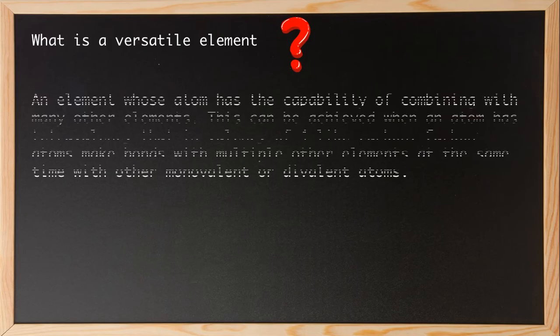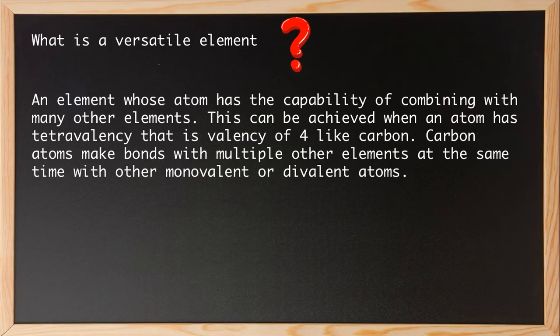By the way, what is a versatile element? An element whose atom has the capability of combining with many other elements. This can be achieved when an atom has tetravalency, that is, valency of 4, like carbon. Carbon atoms make bonds with multiple other elements at the same time, with other monovalent or divalent atoms. Well, to understand this topic better, let's move ahead.